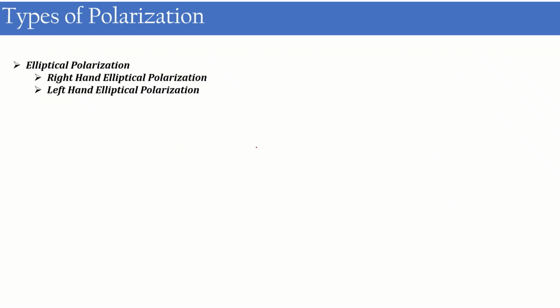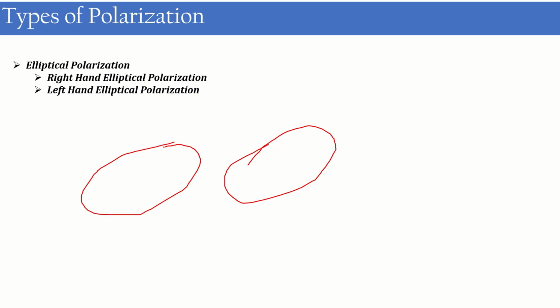Based on the rotation of this electric field, it can rotate in the clockwise direction or the anti-clockwise direction. So there are two types: right hand elliptical polarization and left hand elliptical polarization. I'm not going into the details, as we have discussed in detail what is meant by right hand and left hand circular polarization. The same concept holds for elliptical polarization also.